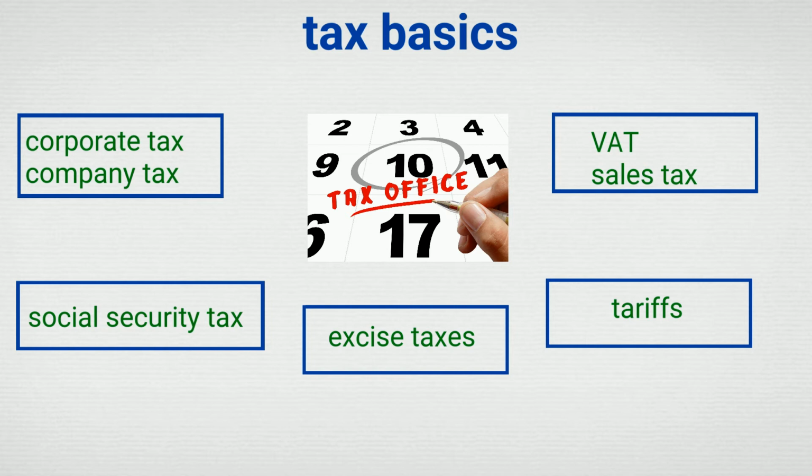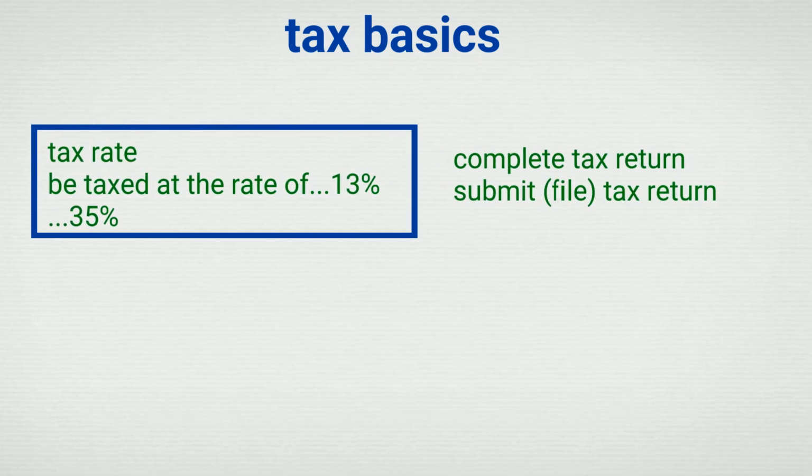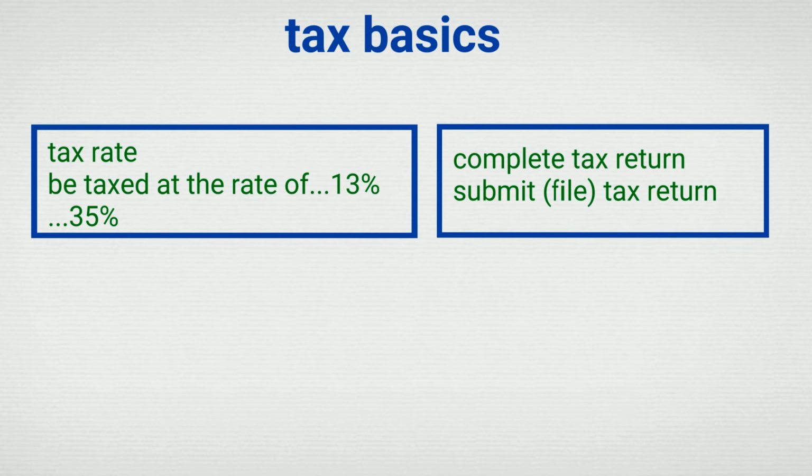A social security tax is levied on both employers and employees to fund the national social security program, and an excise tax is imposed on specific goods or services such as fuel, tobacco, and alcohol. And a tariff is a tax imposed by one country on the goods and services imported from another one. Tax rate is the amount of tax. For example, income is taxed at the rate of, say, 13 or 35%.